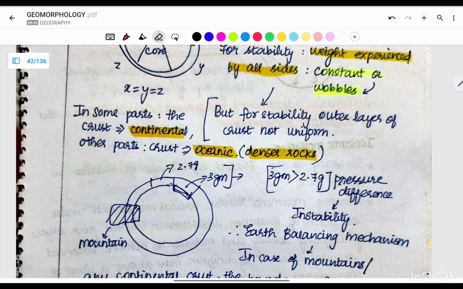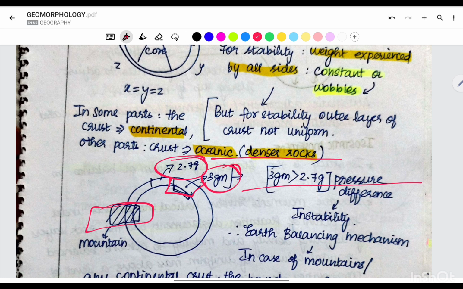How is this balance being maintained? In certain areas only do we have the mountains. Even though they are very tall, the density is 2.7 gram, and we have the oceanic crust, which is made of denser rock material, 3 gram, which is greater. So there are pressure differences and instability. But the Earth has a balancing mechanism over here. It is what we call eustatic forces.